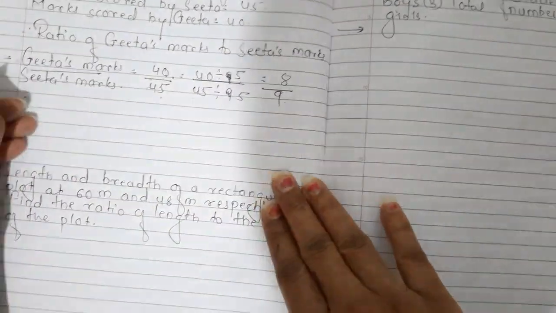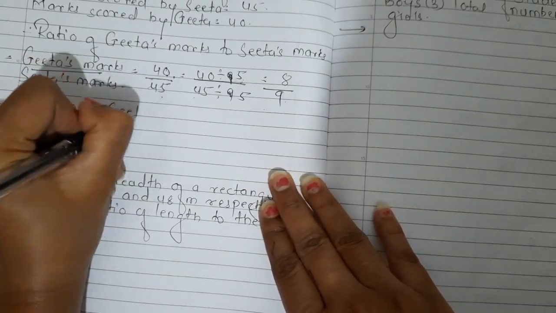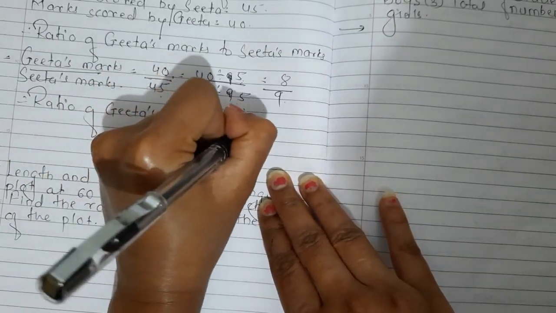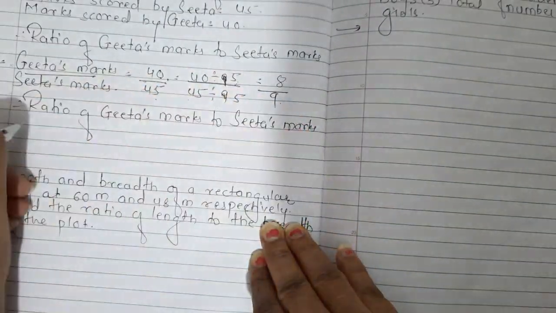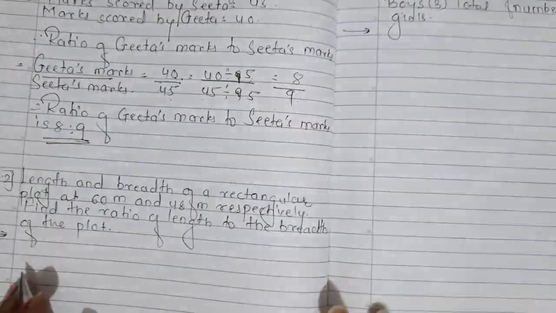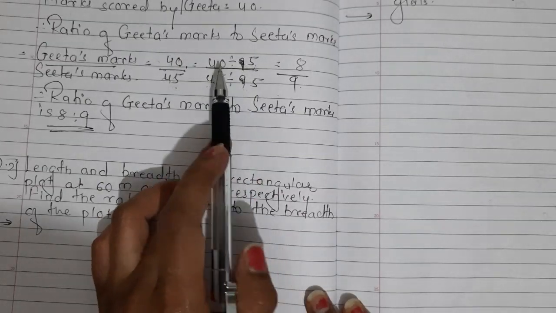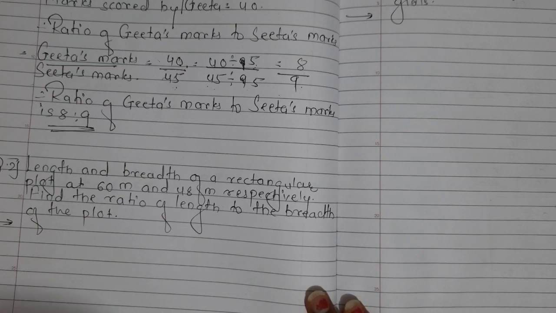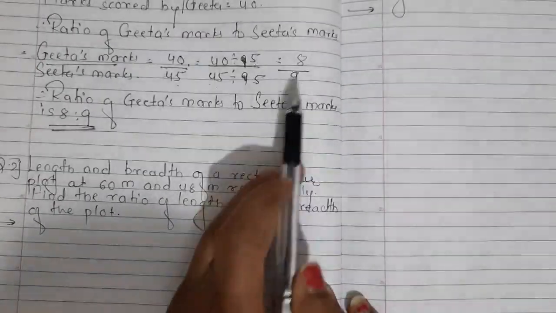Therefore, the ratio of Geeta's marks to Sita's marks is 8:9. See, both these numbers 40 and 45 are divisible by 5. 5 8s are 40, 5 9s are 45. So you have to divide both numerator and denominator by number 5. We got the answer 8:9.